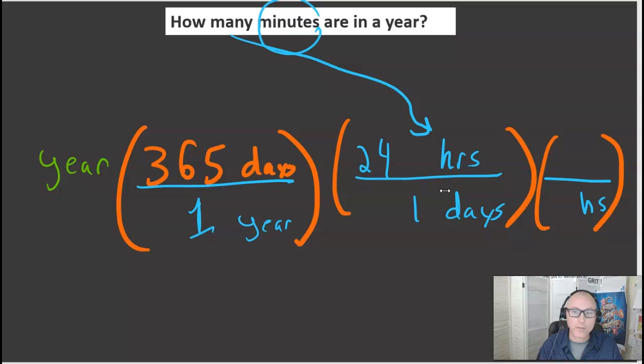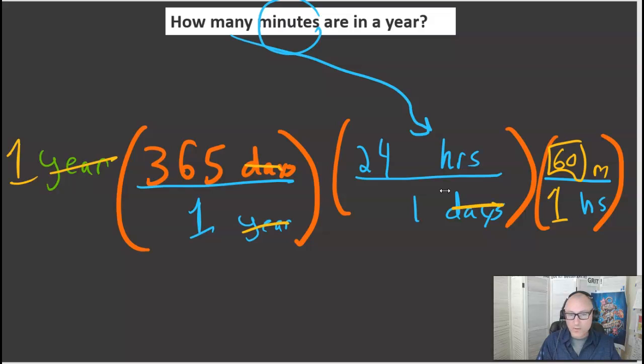Relationship between hours and minutes. Well, we know 1 hour equals how many minutes? 60. Now we can go and do this. We can say this is 1 year, by the way. 1 year. Our year cancels out, our days cancel out, our hours cancel out, and we are left with minutes. So we do this calculation, and we are left with how many minutes there are.